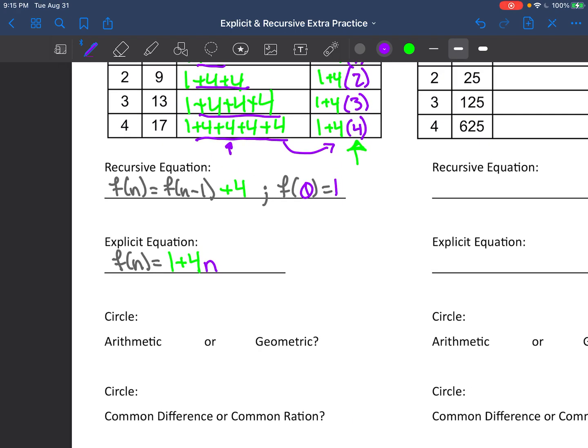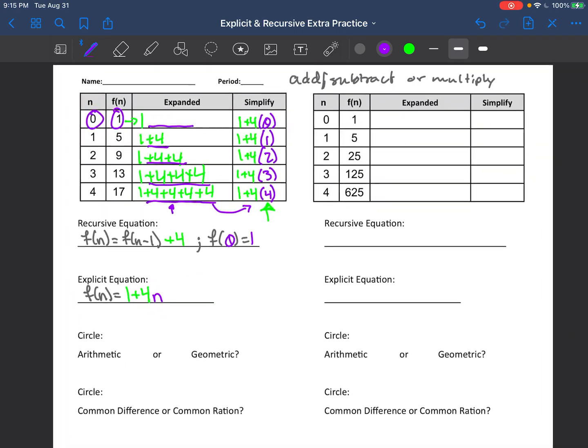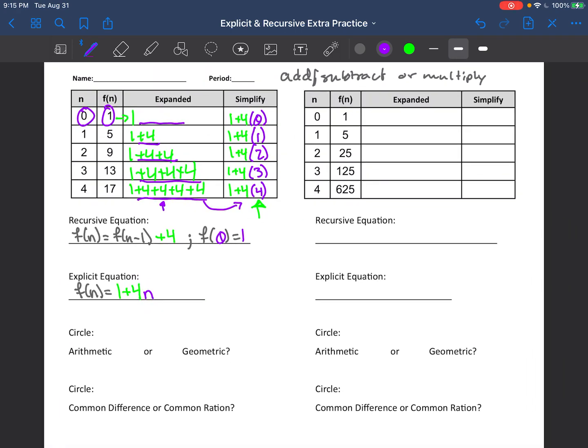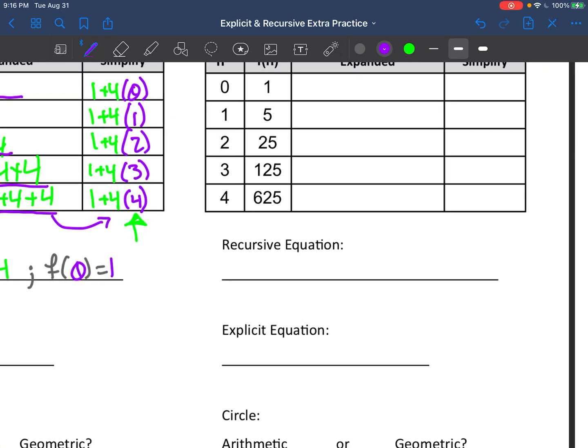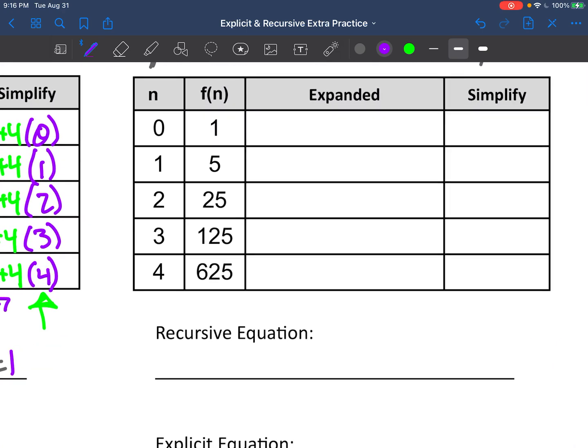All right. Now, we got to figure out, is this arithmetic or is this geometric? Well, this is an arithmetic sequence because it's adding. And we use a common difference for arithmetic, and our common difference in this case is a plus 4. Now let's look at the other side of this page.